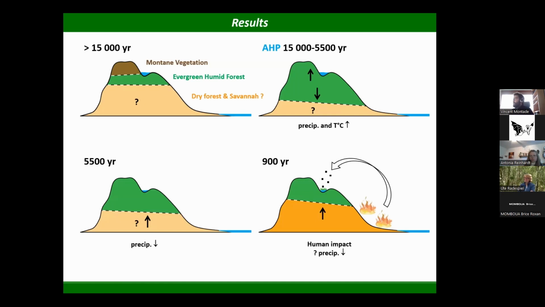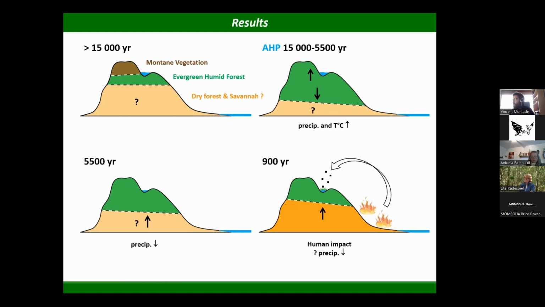But certainly during the African Humid Period, so between 15,000 and 5,000 years before present, we had an expansion of the evergreen humid forest and the mountain vegetation disappeared somehow. And from 5,000 years before present, with the precipitation decrease, maybe the ecotone of the rainforest was moving upward, but we cannot see this in the forest very well because we are close to the mountain top.